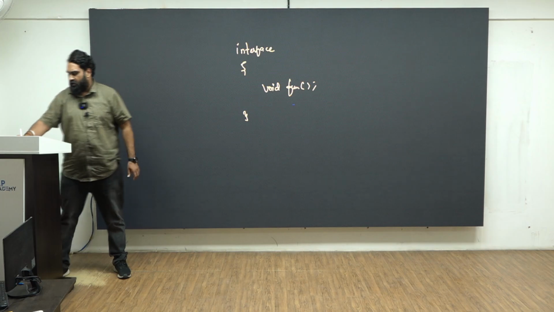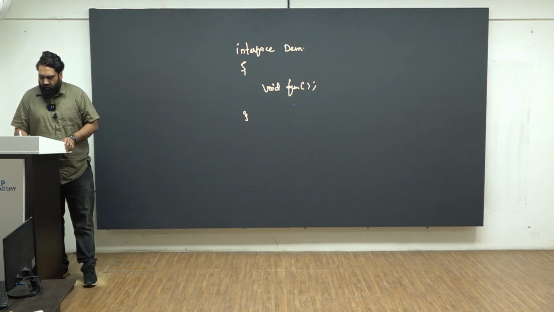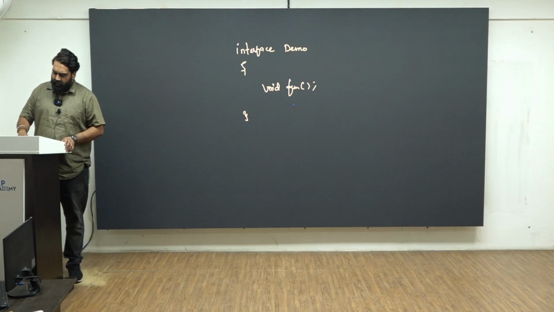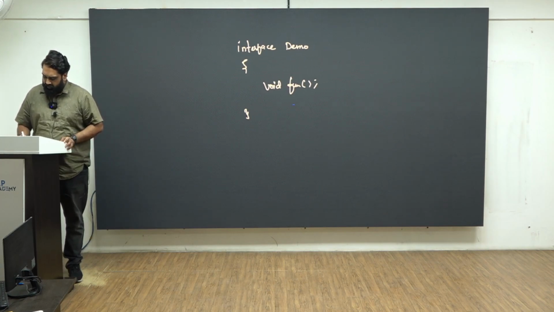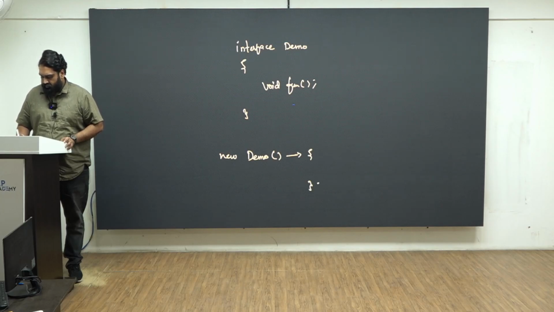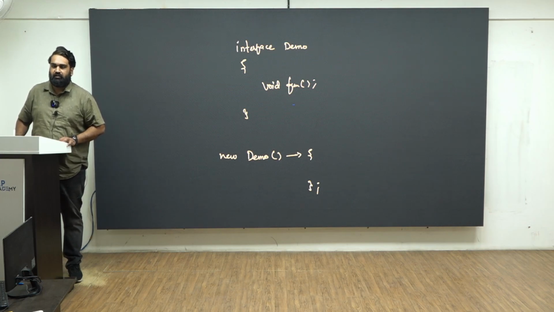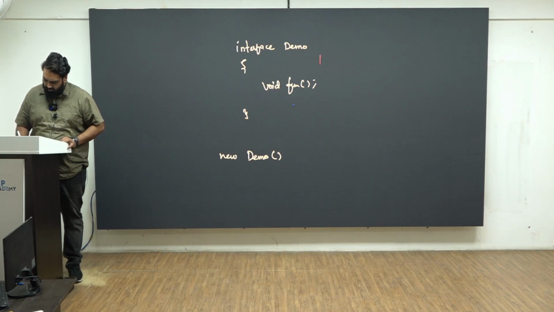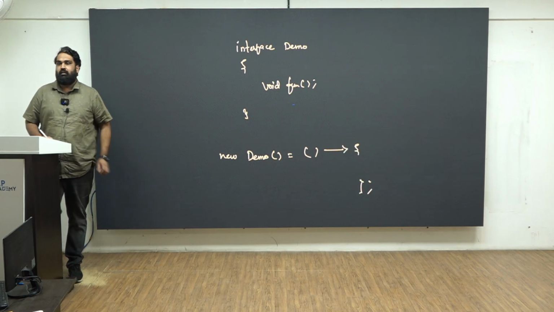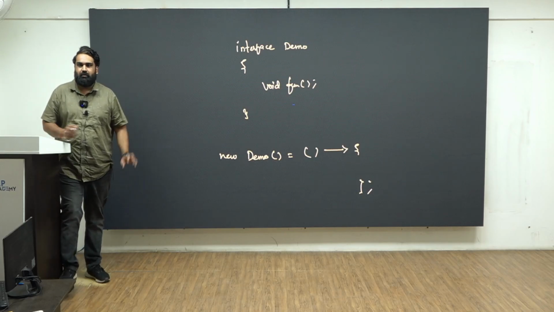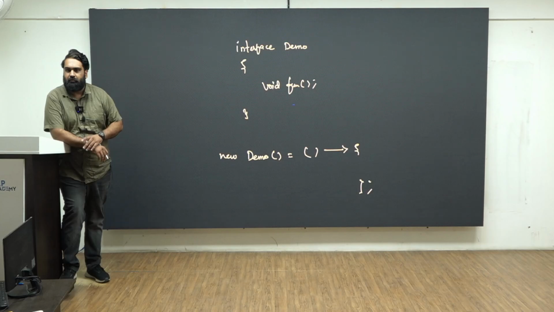So now assume this is a functional interface called demo. If I have to write a lambda expression, this is how I would write it, where I will say new demo and then some body for this function, with zero parameters. This is how I would write a lambda expression. This is the basic syntax for a lambda expression. Will you agree with me?